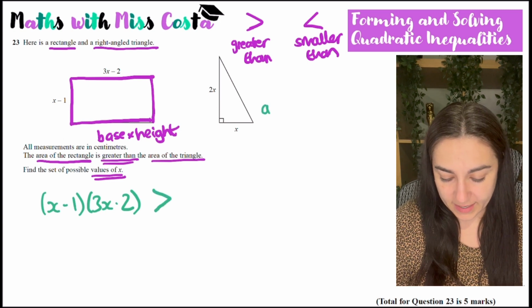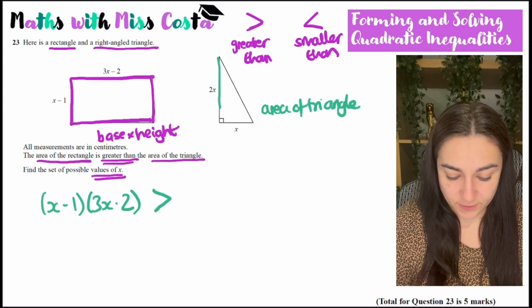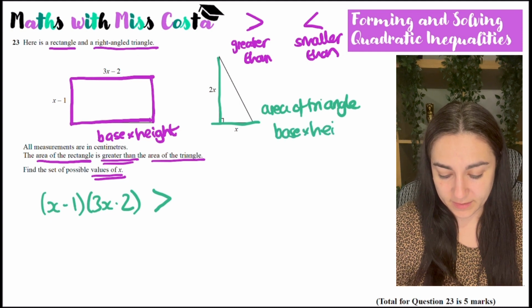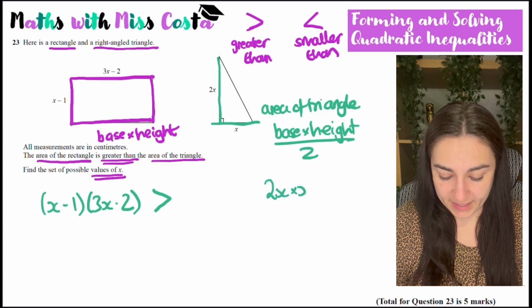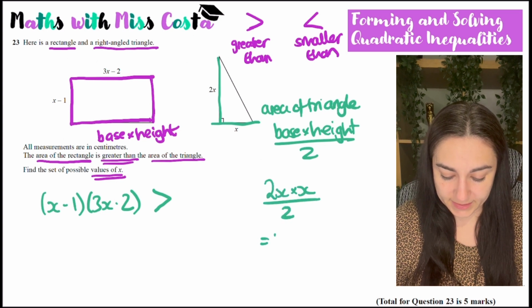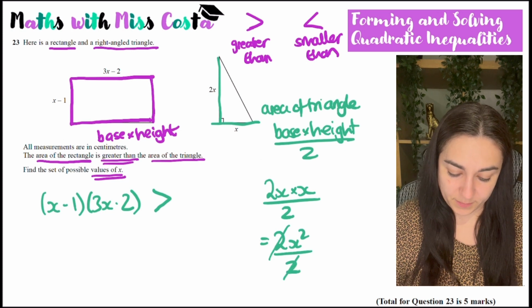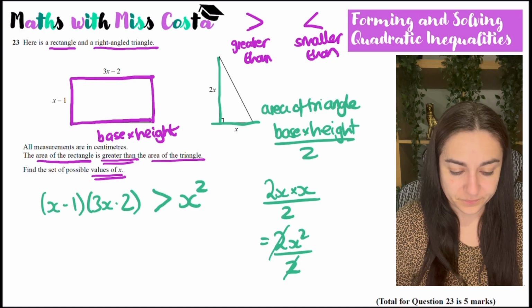How do you work out the area of a triangle? Well, it's a right angle triangle, so I know these are the two perpendicular lengths. So I just do base times height divided by 2. So I'd do 2x times by x divided by 2, which is 2x squared over 2. And 2 divided by 2 is just 1, so I know that leaves me with x squared.